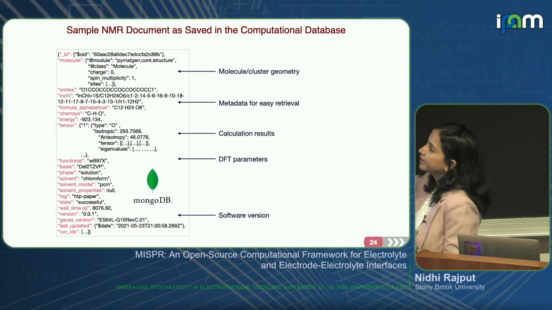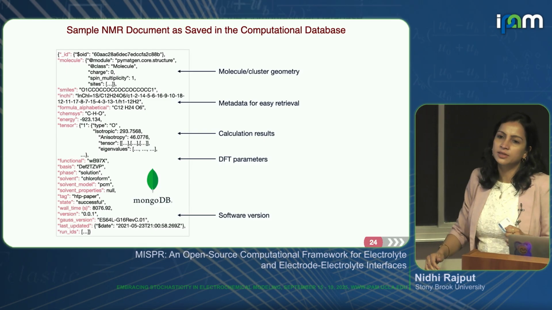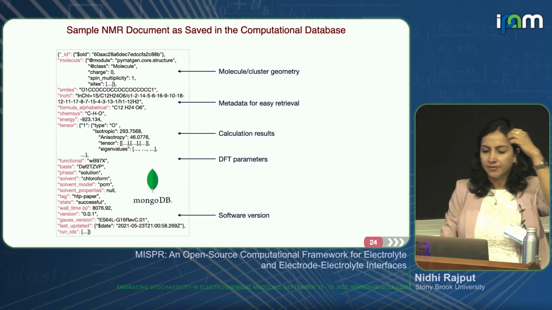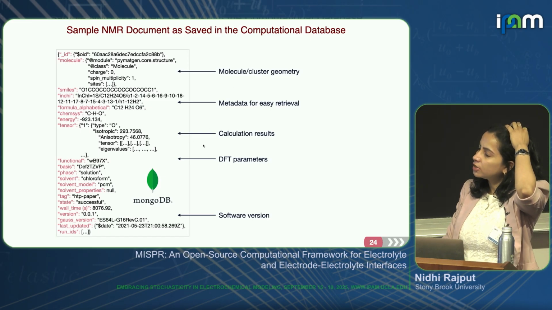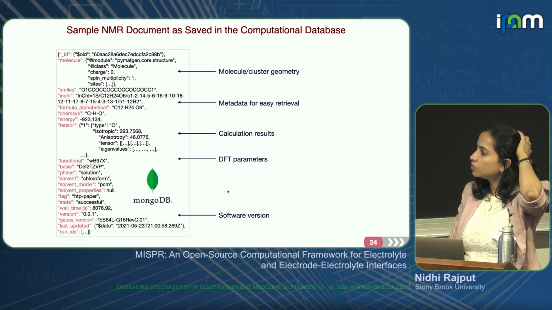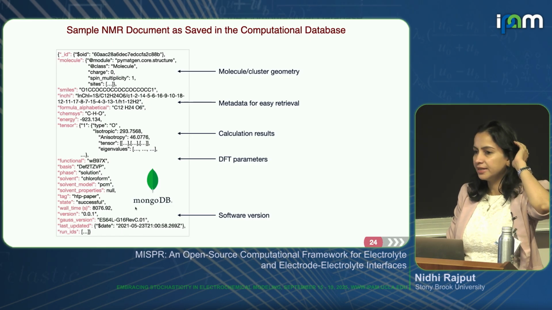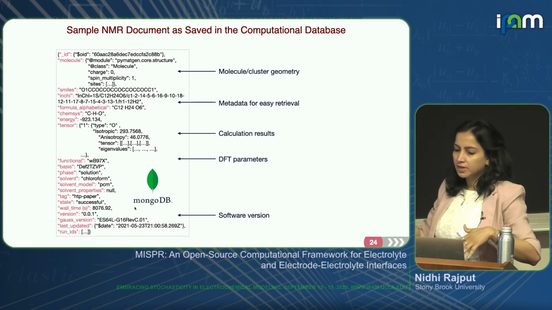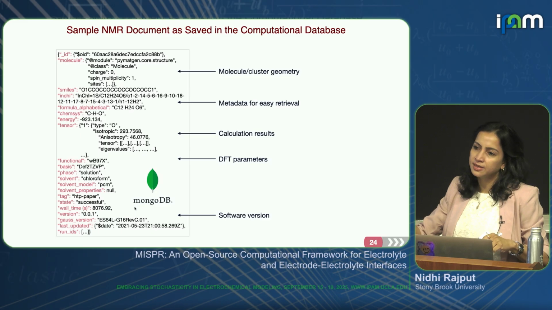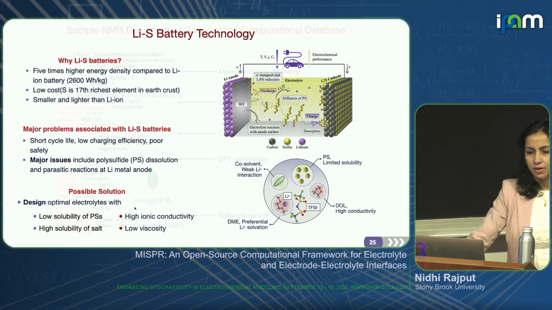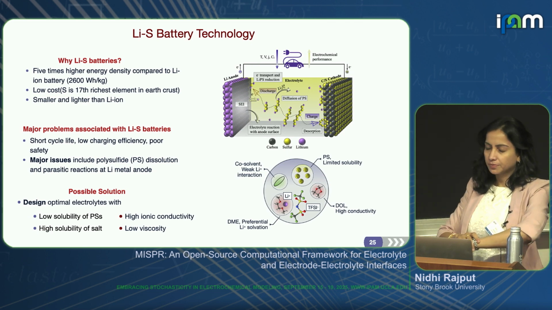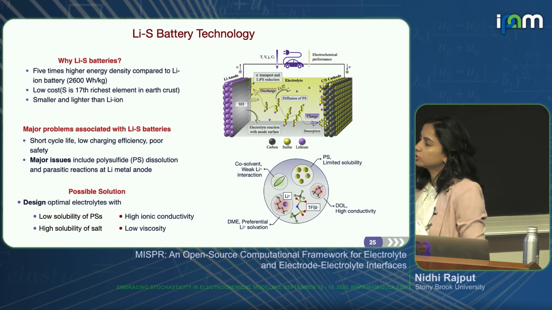Okay. This is an example of the NMR document. I just wanted to show one example, and all other documents in the database look very similar, where we save all the information about the molecular structure, of course, the calculation results, the level of theory we are using, along with all the metadata, which, as I said, is very important for transparency in data sharing and reproducibility of the data.